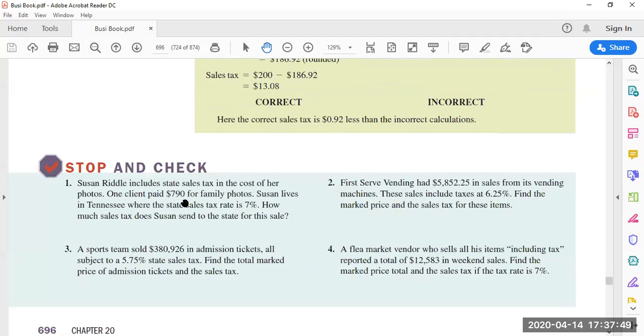Take a look at stop and check problems 1, 2, 3, and 4. Go ahead and work through those very quickly with your calculator. It should take a minute or so. Just make sure you check your answers in the back of the book to be sure that you're on the right path in calculating these particular values.